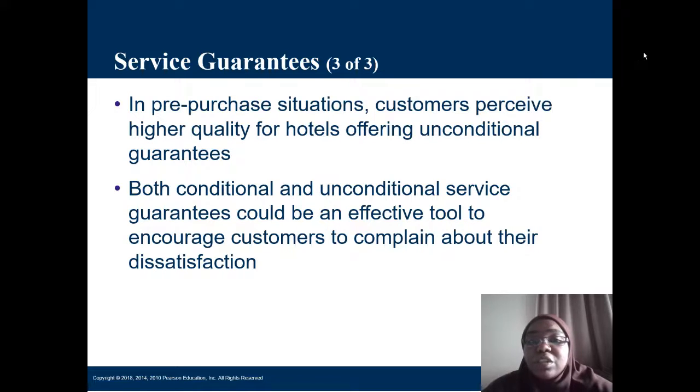Both conditional and unconditional service guarantees should be effective tools to encourage customers to complain about their dissatisfaction, right? Whether you want to make it conditional or unconditional, both situations should ensure that customers' satisfaction is guaranteed. So the onus is on the company. Whether you give a conditional or unconditional guarantee, it is up to the company to ensure that both are actually effective in ensuring customers' quality rating as well as satisfaction.